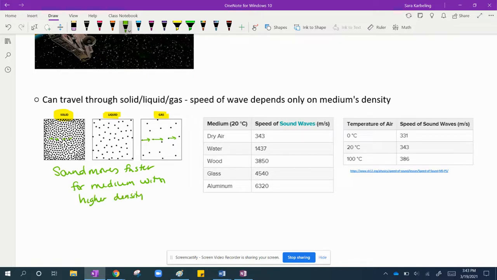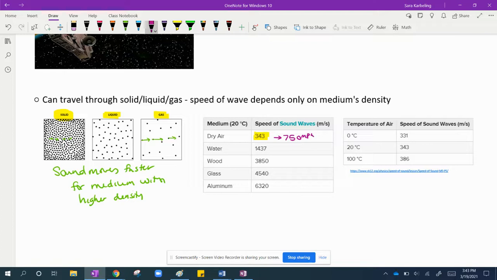And you can see that in these tables that I have here. I've got 5 different media here, from air to water all the way through to aluminum, and the speed of a sound wave in that medium. So in dry air, sound moves at about 343 meters per second. Now, if you need a rough estimate of how fast that is in miles per hour, that's approximately 750 miles per hour.